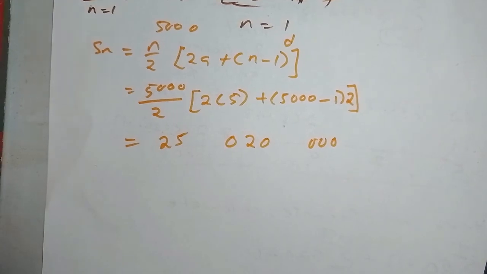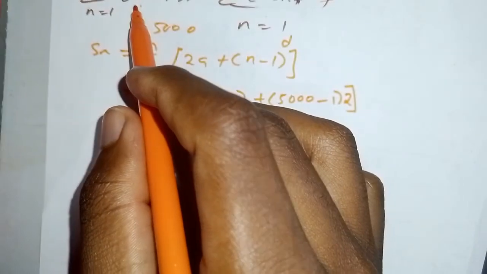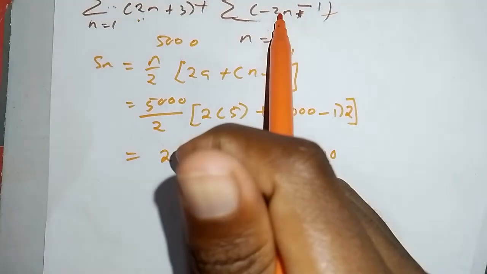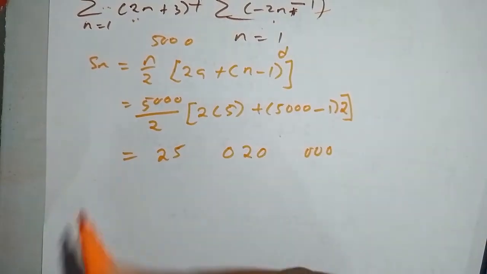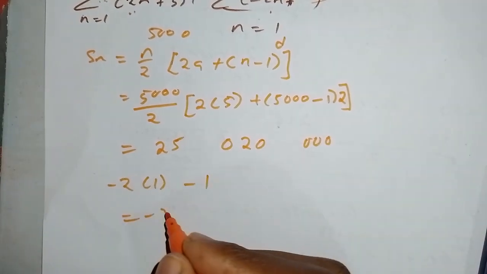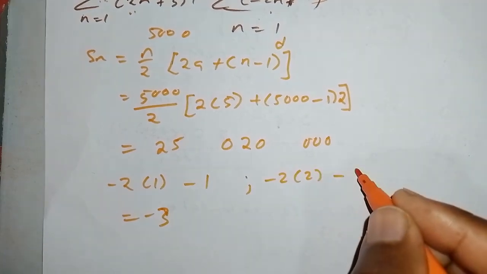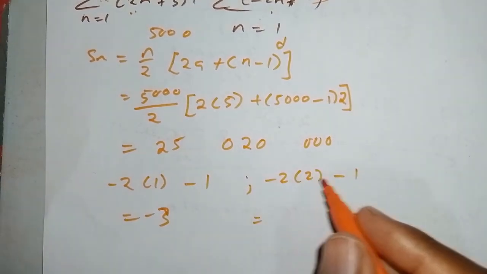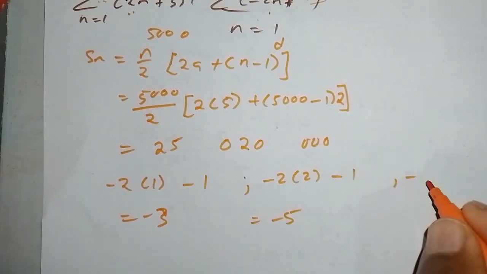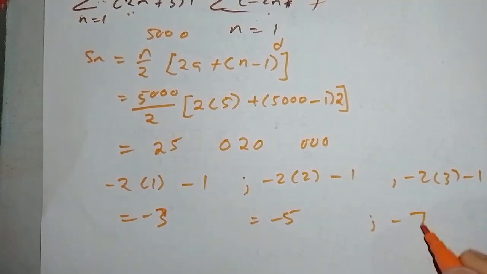Let's calculate the next one. For me to calculate the value of Sn here, I need the value of Sn for 4,999, but I don't have the value of d here. I can just take the first 3 terms. I have minus 2 into 1, minus 1, which will give me minus 3. Then minus 2 into 2, minus 1, which is minus 5. Let's take the last one, minus 2 into 3 minus 1, which will give me minus 7, right?